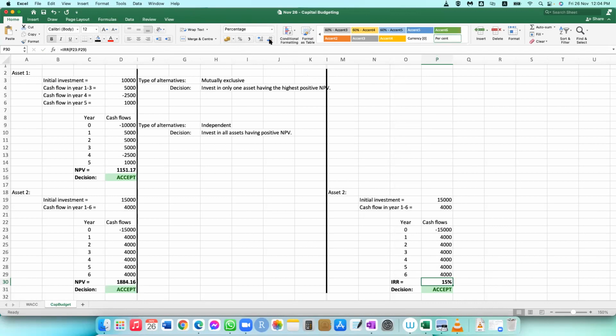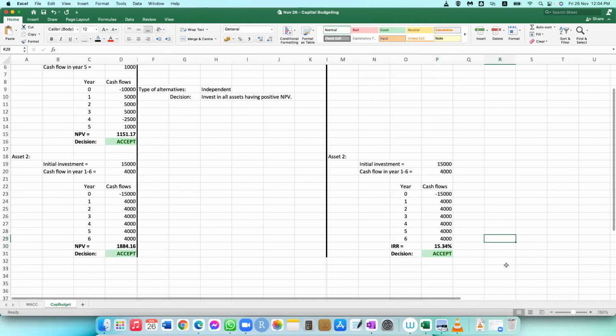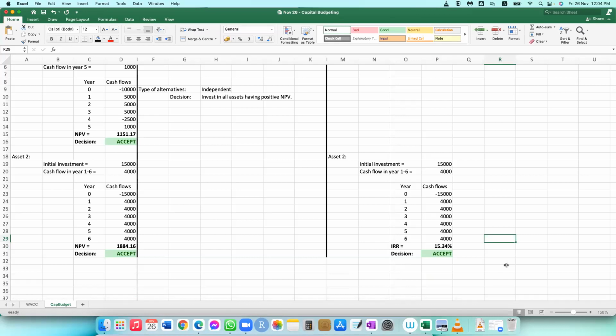So if we increase the decimal point, okay, 15.34%. Now I have already said that the definition of IRR is the rate at which the NPV will be 0. So just to test that, let us calculate the NPV as well at this discount rate. I will not keep it here. We will do the NPV using the IRR and see if the NPV really becomes 0, and then it will be a proof that we are using the correct function.